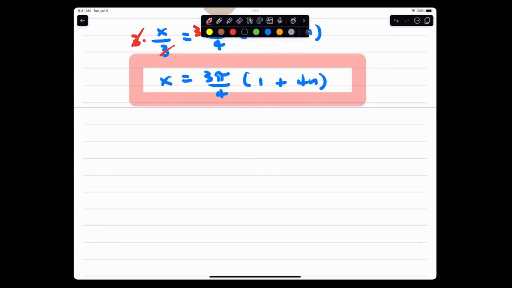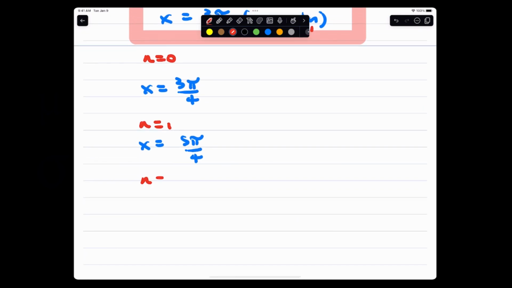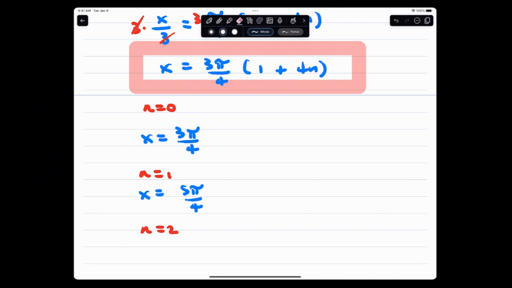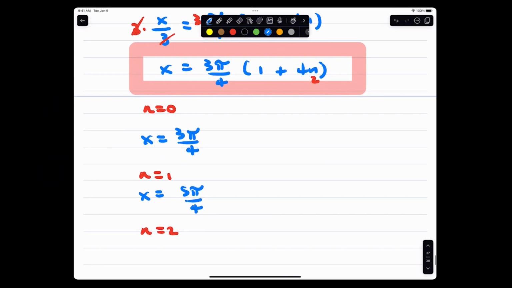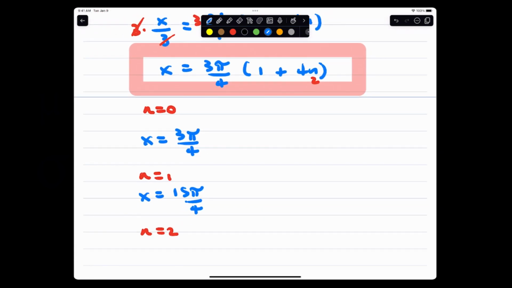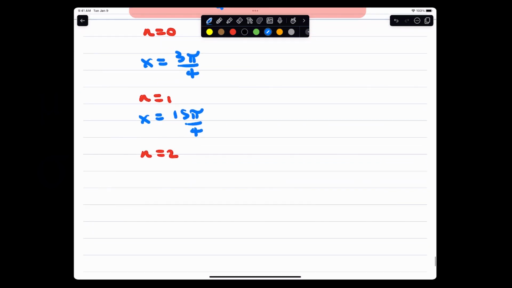So, if you want to take a look at all solutions, you can say, well, I'm going to let n be 0 and see what x is. N is 0. Back up here, x is just 3 pi over 4. Okay. N is 1 now. 4 times 1 is 4 plus 1, that's 5. So x will be 5 pi over 4. Now n will be 2. Four times 2 is 8. 8 plus 1 is 9. 9 times 3. Oops, I'm sorry. That's 15 pi over 4, because that's 5 times 3. So now 8 plus 1 is 9. 9 times 3 is 27 pi over 4. Anyway.